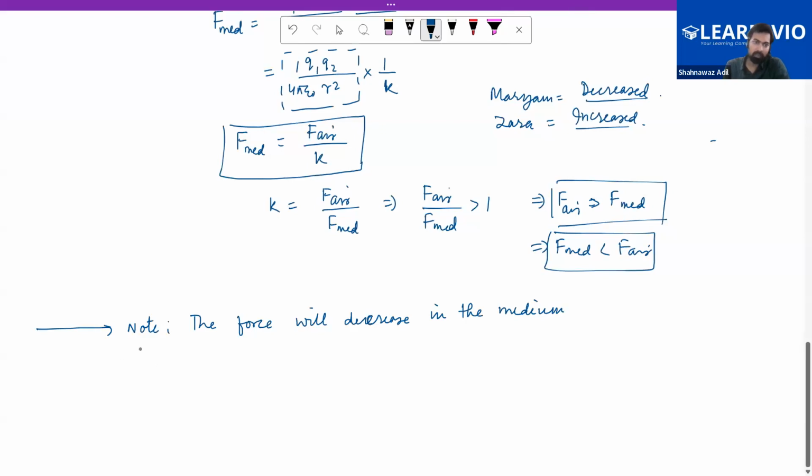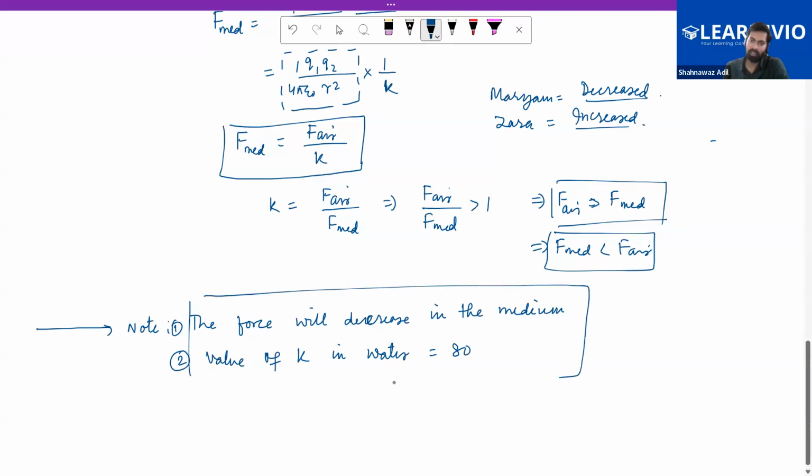And one more thing that is important to note is that the value of K in water is 80. So the dielectric constant of water is 80, right? So if I put these two charges in water and measure the force, it will be decreased by a factor of 80. 80 times it will be decreased. So that is the force in the medium, right?